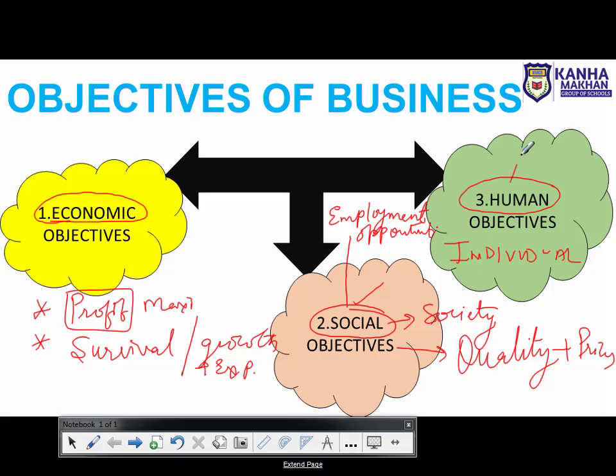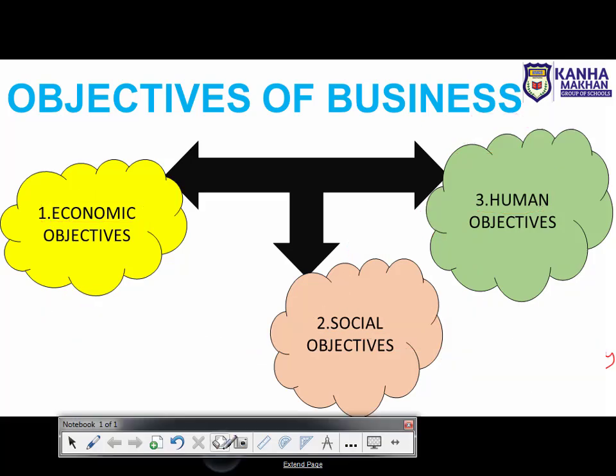Okay, here we are talking about the employees, because ultimately, for the growth and expansion of a business, or for the earning of maximum profit, your employees are responsible. Why responsible? Because they are working very hard for the development of your business, right? So obviously the third objective should be towards your employees. Being the owner of my business, I should take care of my employees.